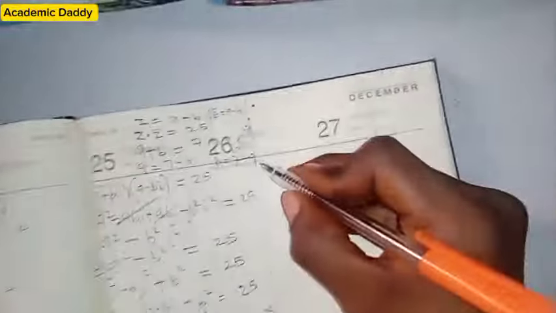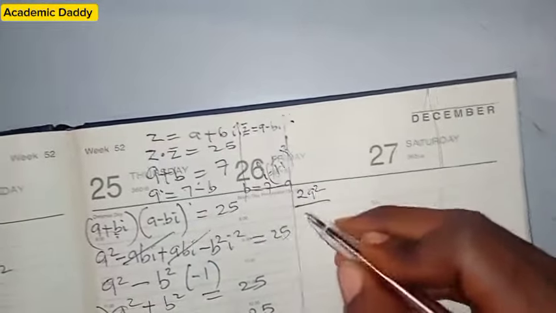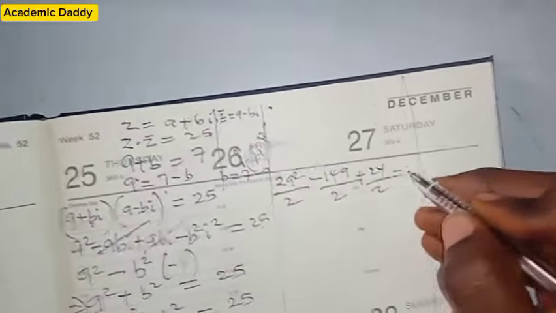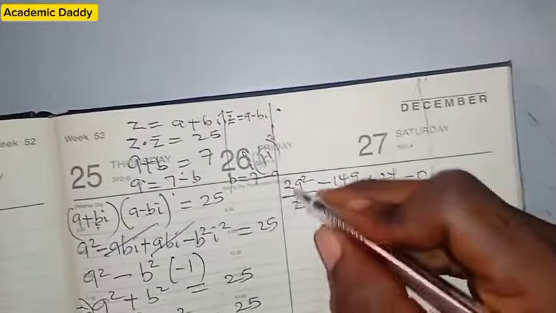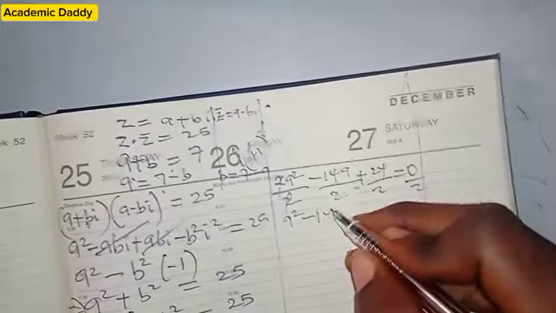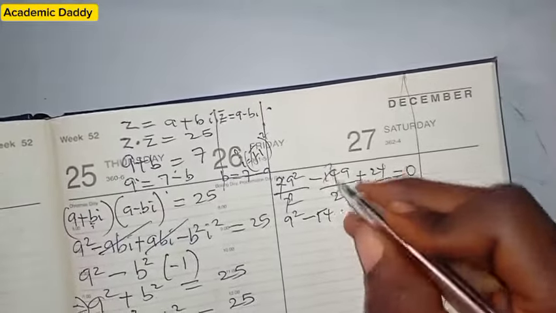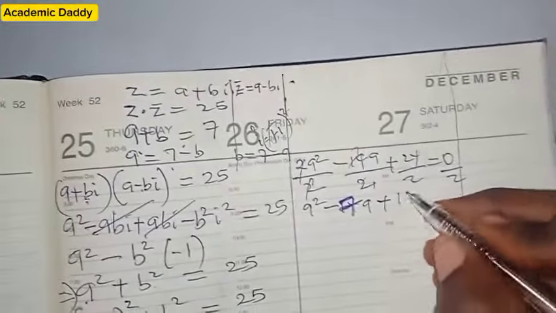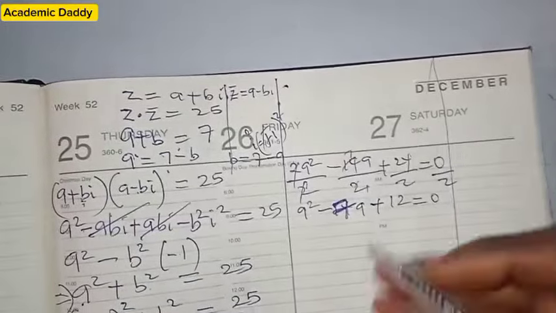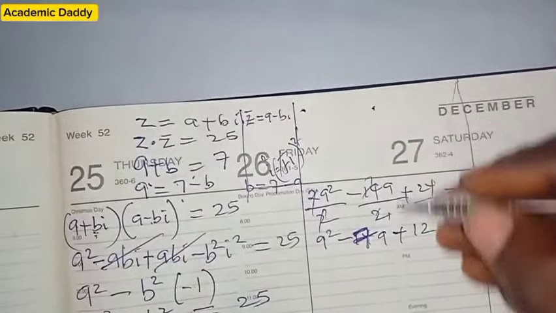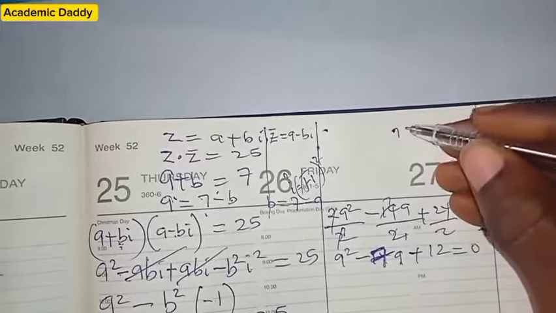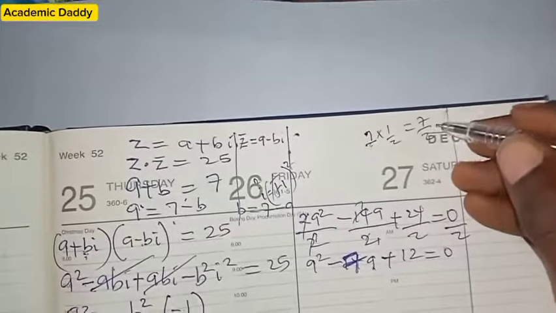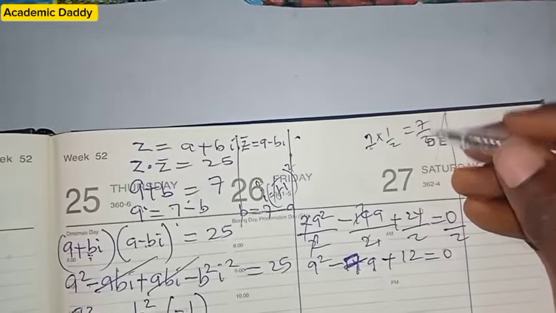We can divide through: 2a squared over 2 minus 14a over 2 plus 24 over 2 equals 0 over 2. So this cancels this, and we have a squared minus 7a plus 12 equals 0. Now let's take half of the coefficient of a, which is 7 divided by 2. So 7 times half is going to be 7 over 2. Then add it to both sides.